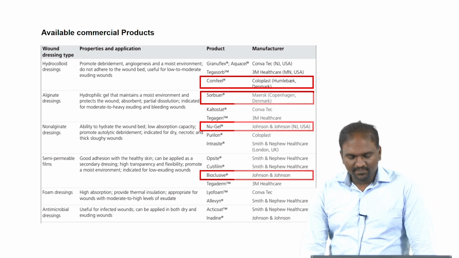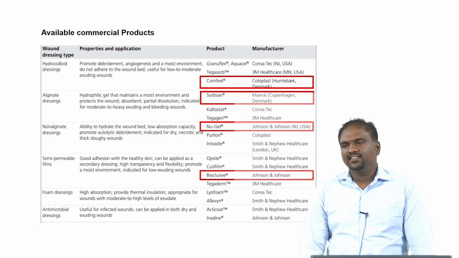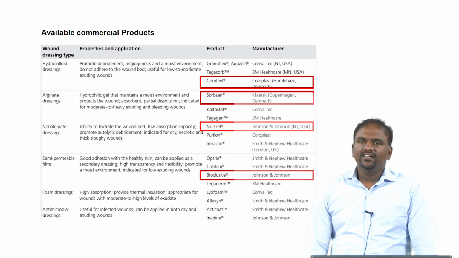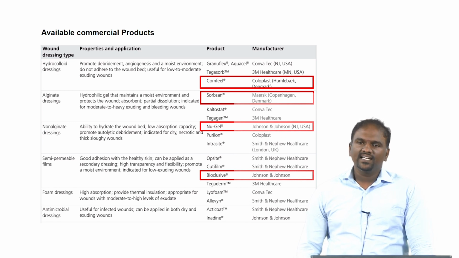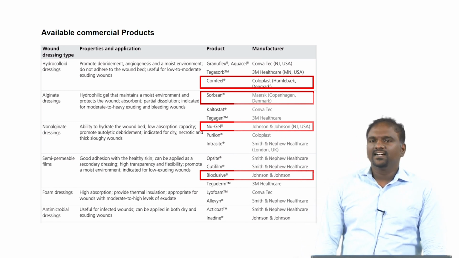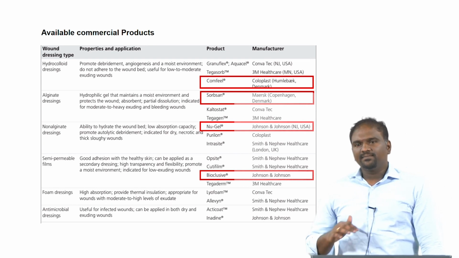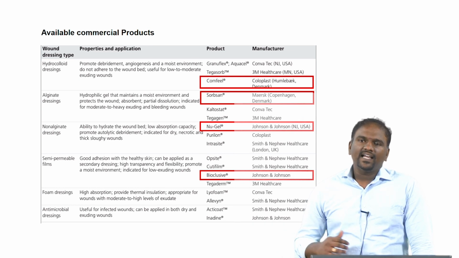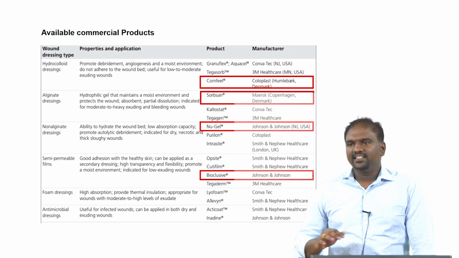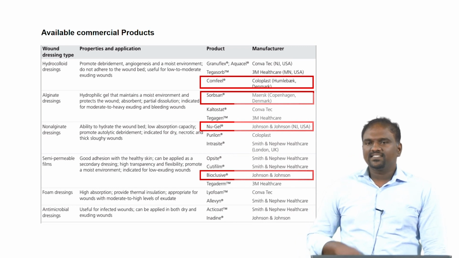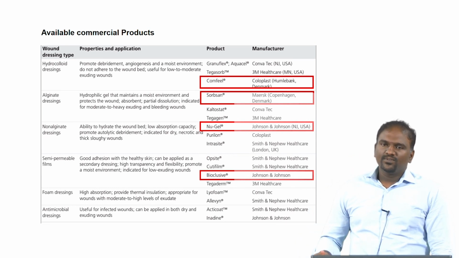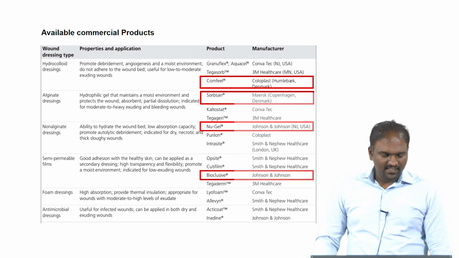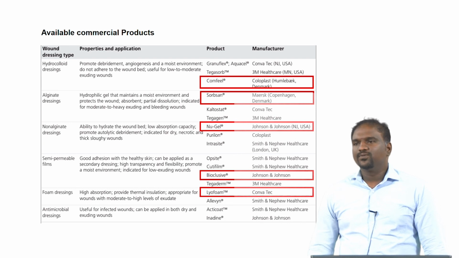Then we have semi-permeable films. Here we have Bioclusive developed by Johnson and Johnson. Herein we have polyurethane film coated with acrylic adhesive. When we place it on the wound, it will automatically adhere to the wound site, it will allow air to pass, and it keeps maintaining the moisture condition. If it is dried, it will be difficult for the wound to heal. So to maintain that, they use semi-permeable films.